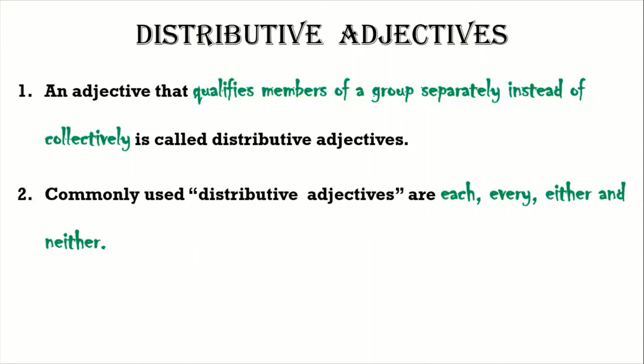Next one, commonly used, always remember only these: each, every, either, and neither. When you come across these words placed next to nouns, always remember they are distributive adjectives.